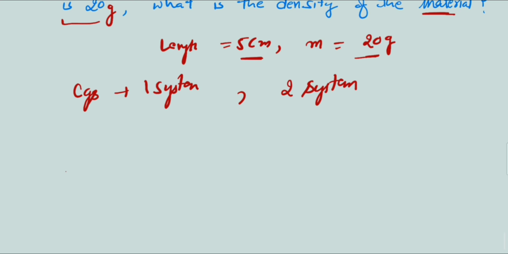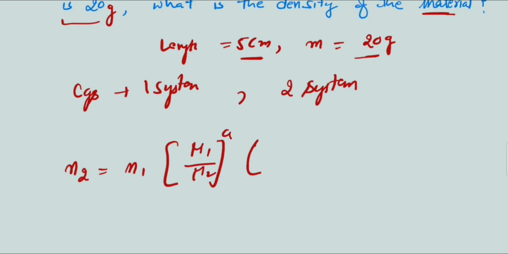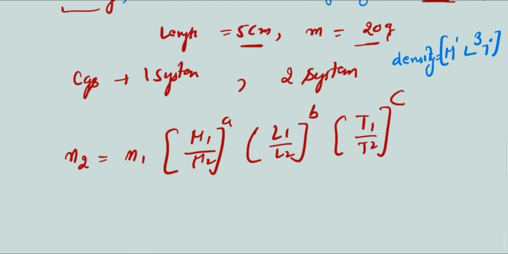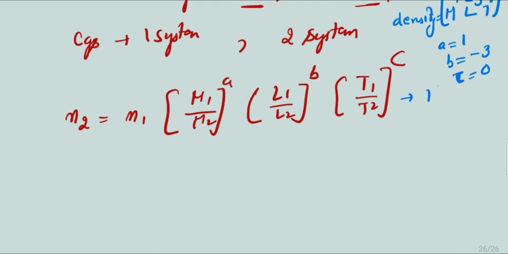So we know this relation: N2 is equal to N1 times (M1 divided by M2) raised to power A, times (L1 divided by L2) raised to power B, times (T1 divided by T2) raised to power C. And the dimension formula for density is M^1 L^-3 T^0. So here we have A is equal to 1, B is equal to minus 3, and C is equal to 0. Let me mark this as equation number 1.